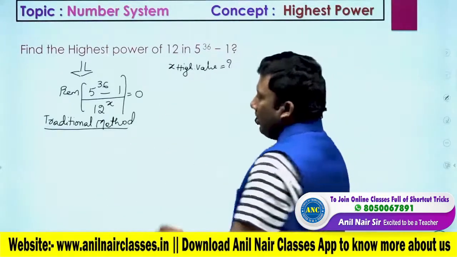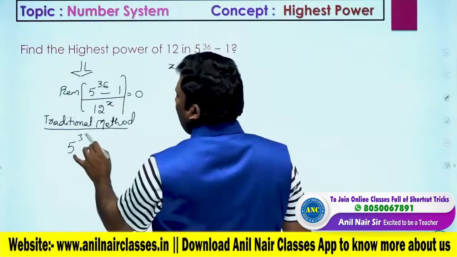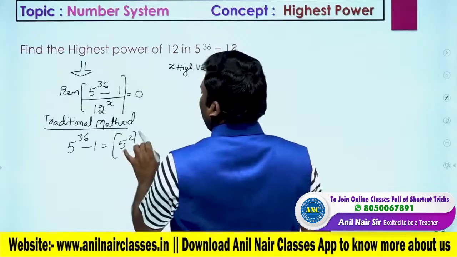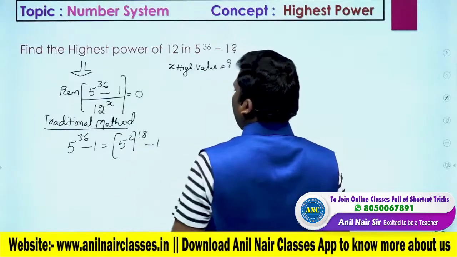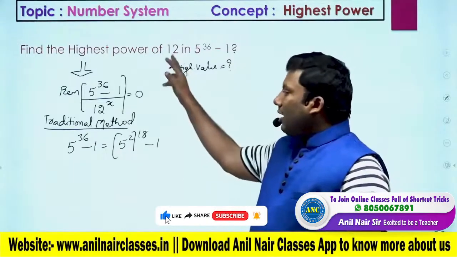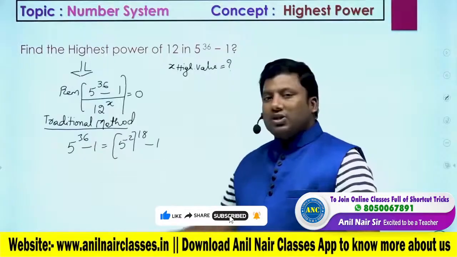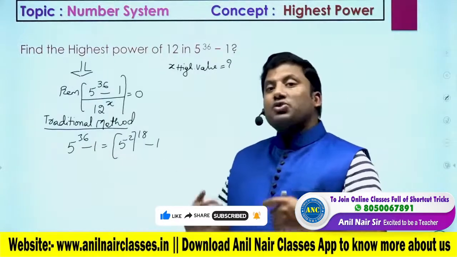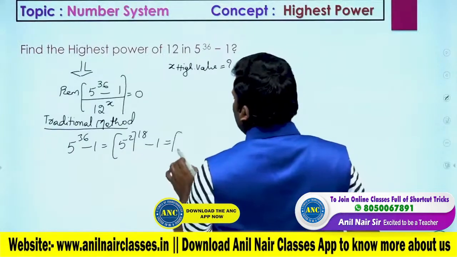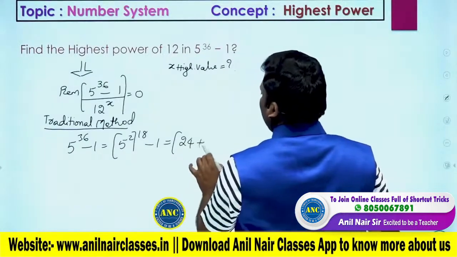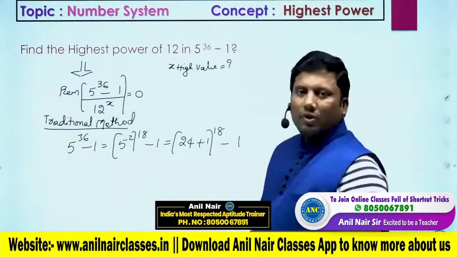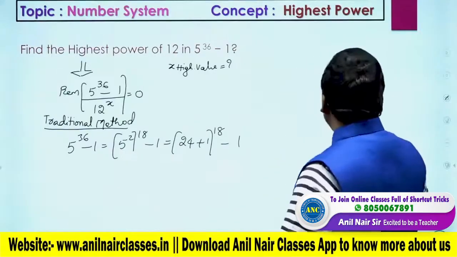Traditional method. 5 power 36 minus 1. 5 power 36 can be written as 5 square power 18 minus 1. Why am I writing it as 5 square? What is the multiple of 12 that is closer to 5 square? 12 twos are 24, it is closer to 25. 25 can be written as 24 plus 1 power 18 minus 1.